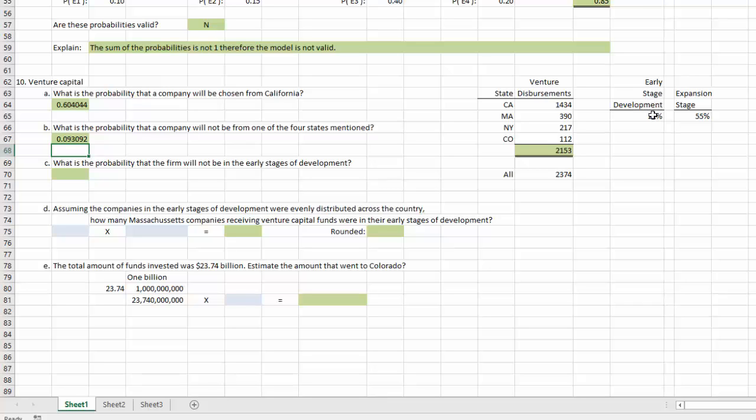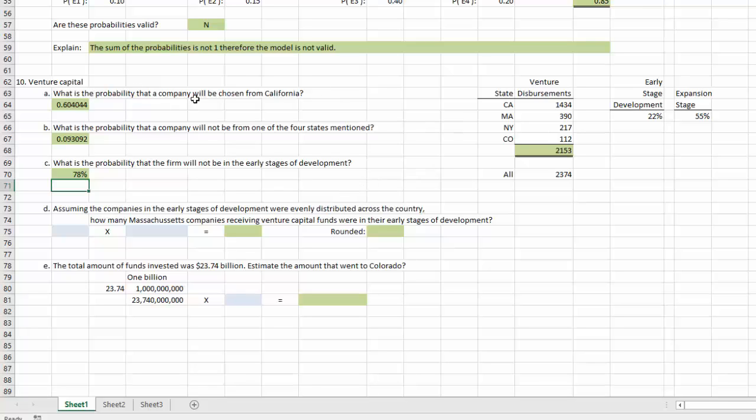What is the probability that a firm will not be in the early stages of development? So we have early stages of development is 22%, and we have an expansion stage of 55%. Well, looking at these two, that doesn't equal 100%. It's only 77%. So this calculation is fairly simple. I'm going to say equals 1 because it's 100% minus 22%. Because 22% are in the early stage, so that means what's left is 78%. So 78% probability that a firm will not be in the early stages of development.